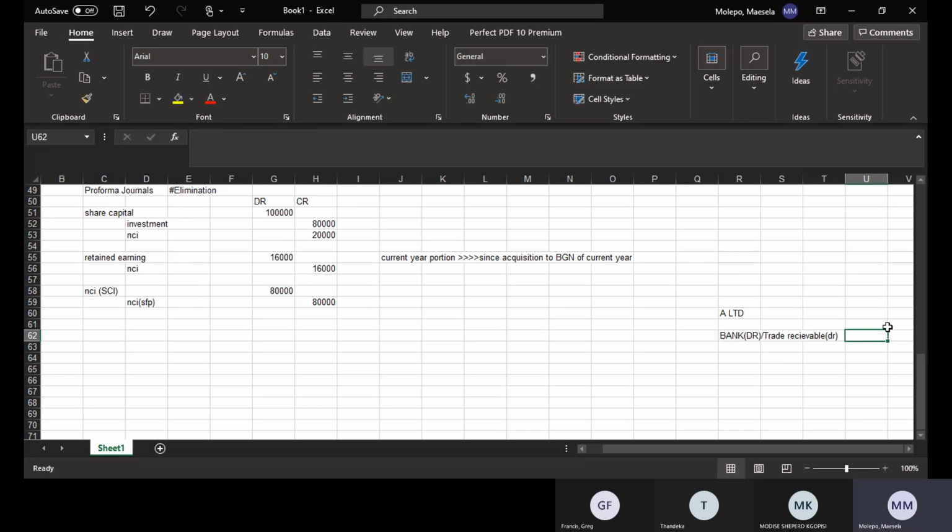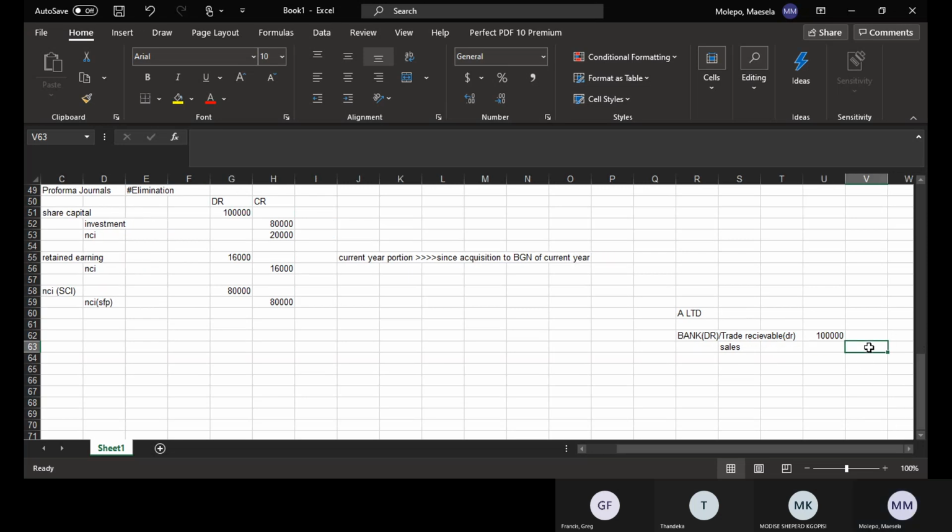So we're going to debit the 100,000, and then we have sales on the credit side, also 100,000. And then we say DR and then CR. Here are the books of A Limited.